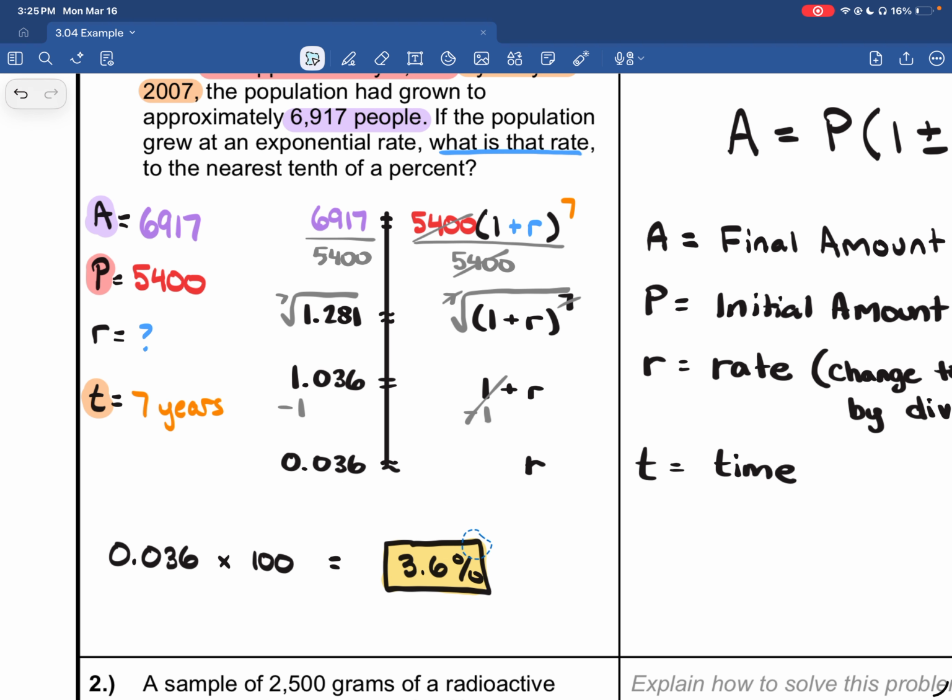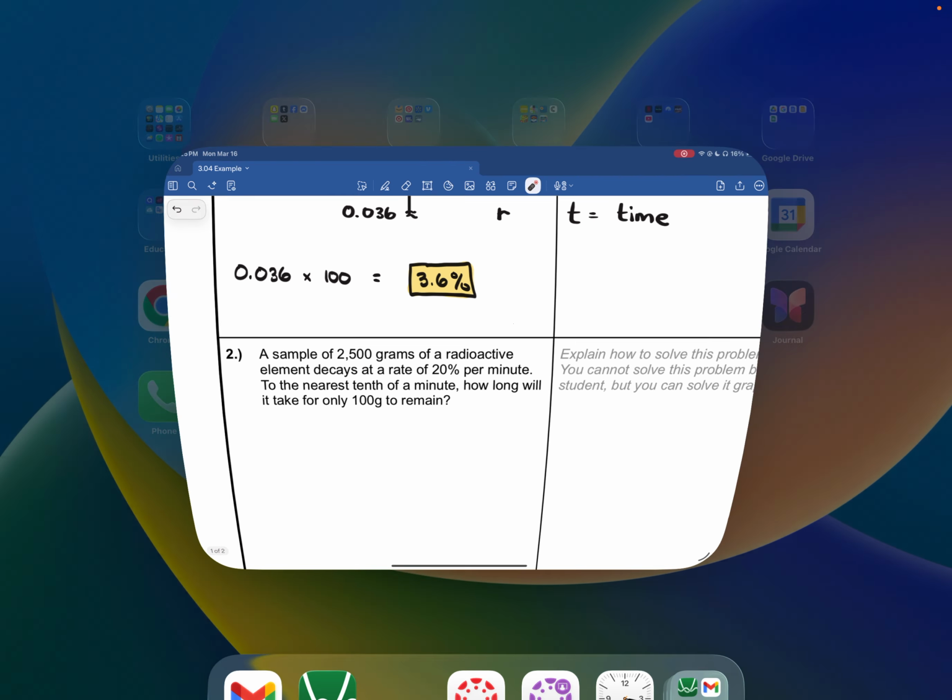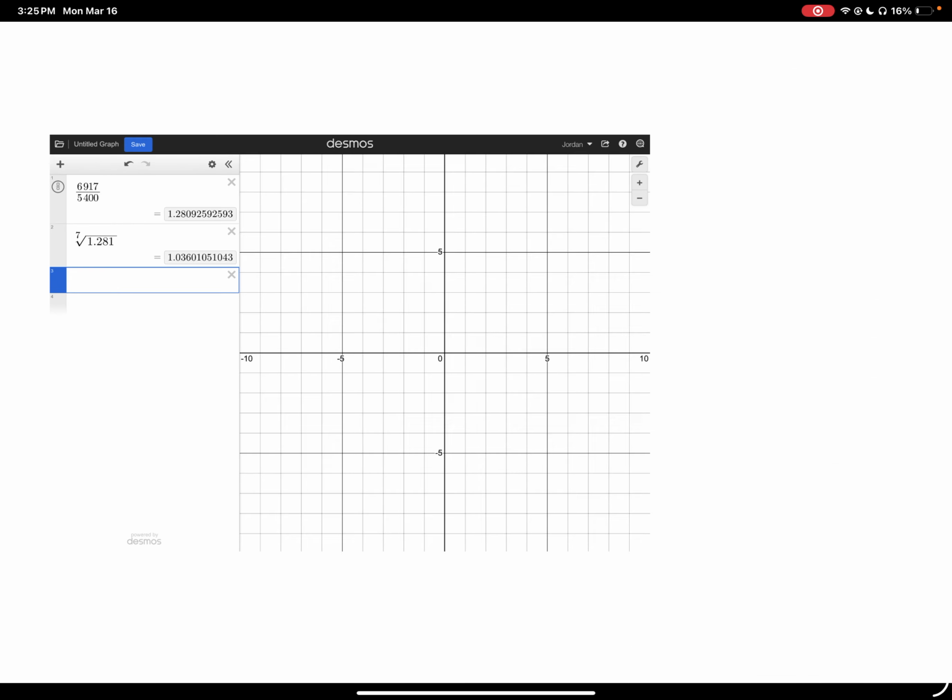If I had rounded off a little bit too early and said this was about 1.3, I would have just chopped it off at 3%, not 3.6%. So that's why I said be careful about where you round off early. Round off a couple extra digits out. Also, this round off of 1.281 really is not the same as 6,917 over 5,400. The difference is really negligible.